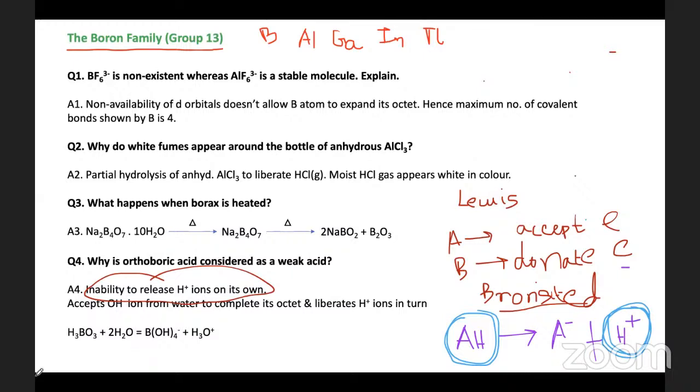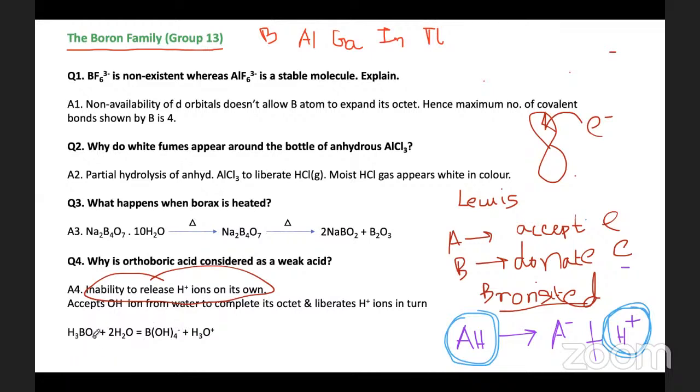So in case of boric acid, what happens? Boric acid is able to accept the OH minus from the water molecule. This OH minus is nothing but an electron donor. So in the Lewis acid concept, boric acid is an acid because it can accept electrons. And why is it so? Because I have already told that boron has a vacant p orbital. If it has a vacant p orbital, electrons can come into it. That's why boric acid is a Lewis acid, not a good Bronsted acid.